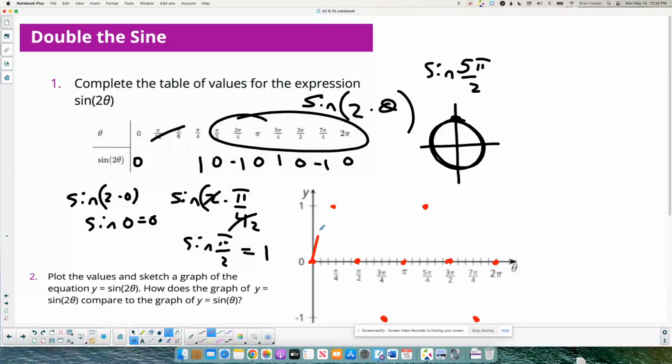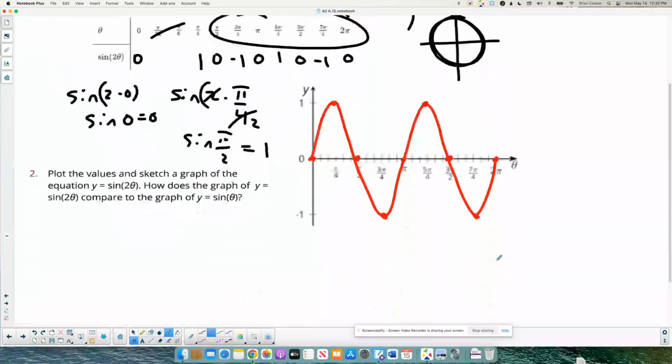So your graph looks something like that. And there we go. Check your work on Desmos if you want. Look at number 2, plot the values and sketch the graph, which we did. How does the graph of y equals sine of 2 theta compare to the graph of y equals sine theta?